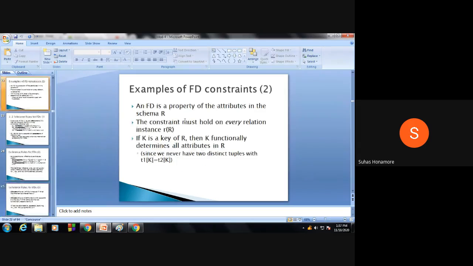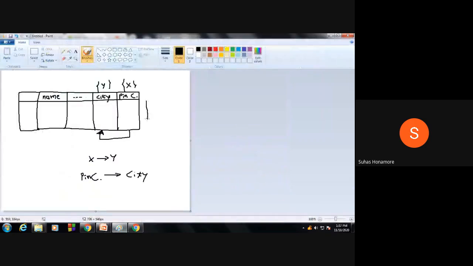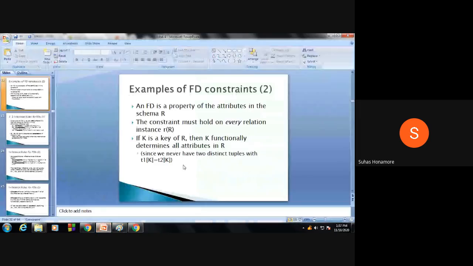Here the FD is a property, normally, of an attribute in a relational schema R. The constraint must hold on every relation instance. So in a database, if I have thousands of rows, each instance, each row follows this functional dependency. It should hold throughout for all the instances of data, whatever we are inserting.